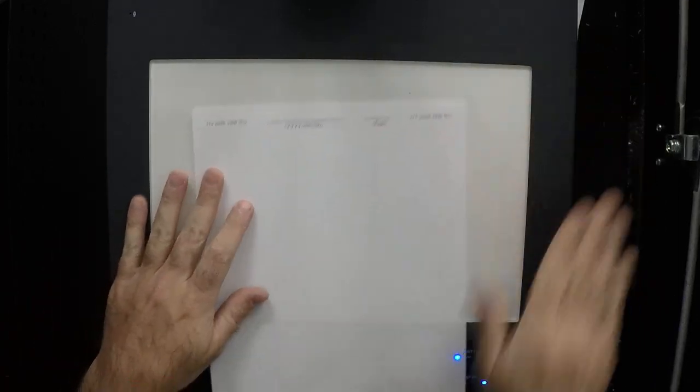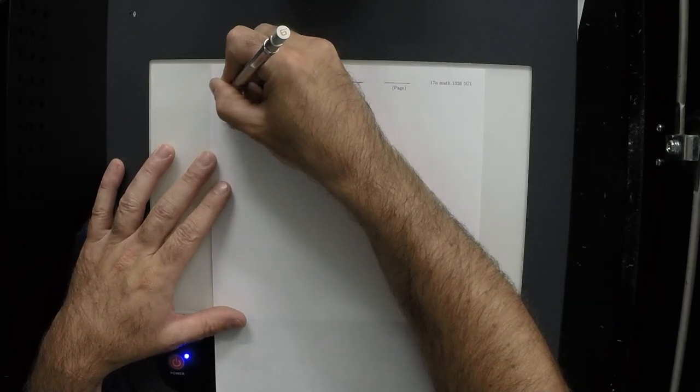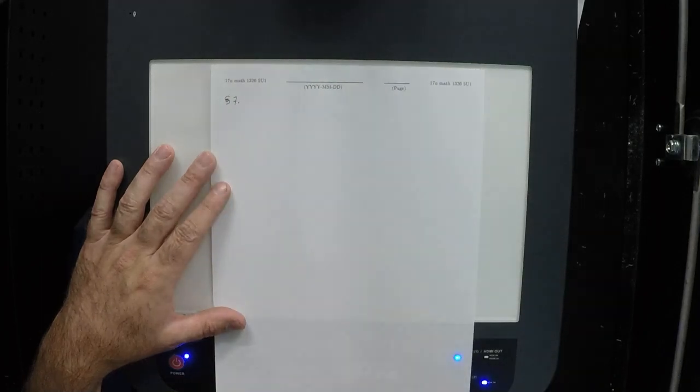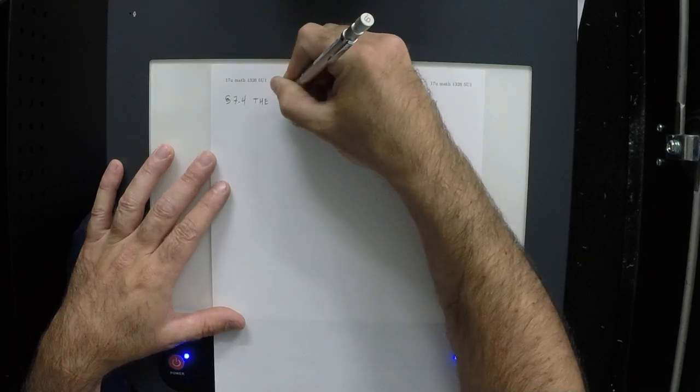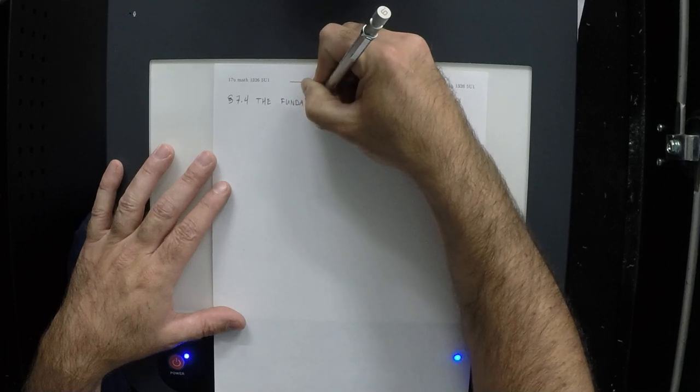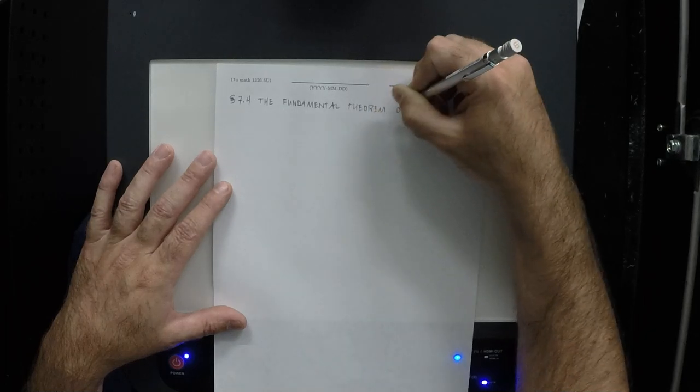Now, we've got this thing, antiderivative, and we've got this other thing, integral. Antiderivative is running the derivative machine in reverse. Integral is cutting up areas into infinitely many infinitesimal rectangles and adding up the areas. But they're connected under some special circumstances. And the connection is the name of the next section. The fundamental theorem of calculus.